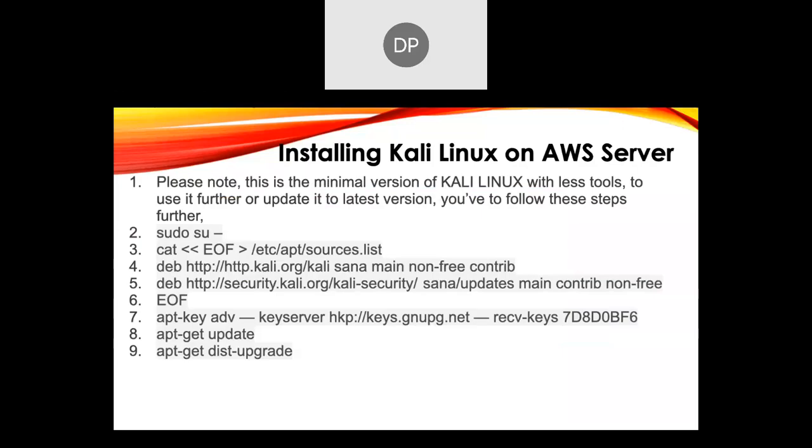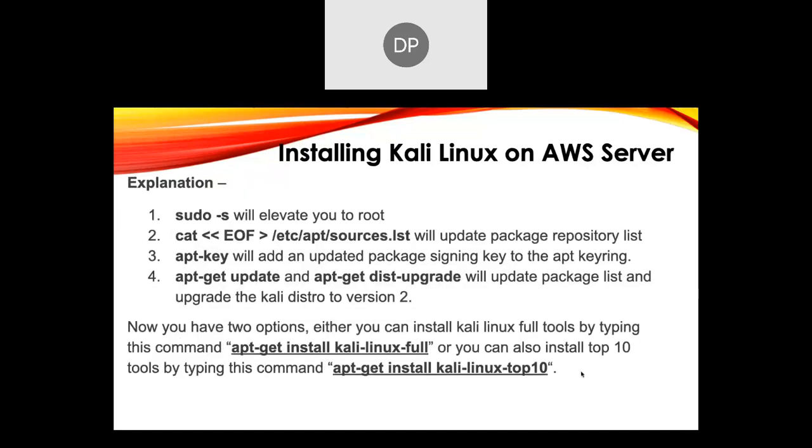Please note, this is the minimal version of Kali Linux with fewer tools. To use it further or update it to the latest version, you have to follow these steps. Sudo su. Then you can type cat /etc/apt/sources.list and then deb, and we can provide the locations. You can also use the following commands, and these are the explanations of the commands.